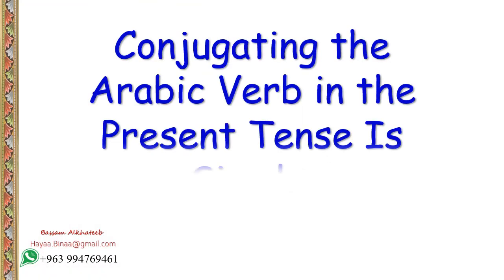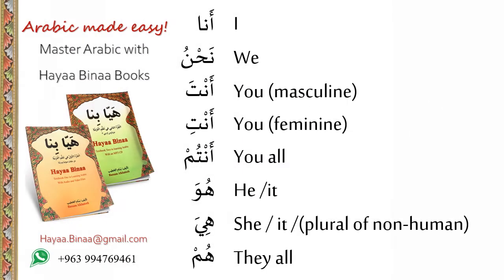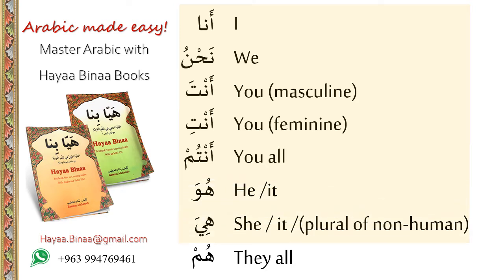Conjugating the Arabic verb in the present tense is simple. Let's go over the subject pronouns that we know. أنا، نحن، أنت، أنت، أنتم، هو، هي، هم.